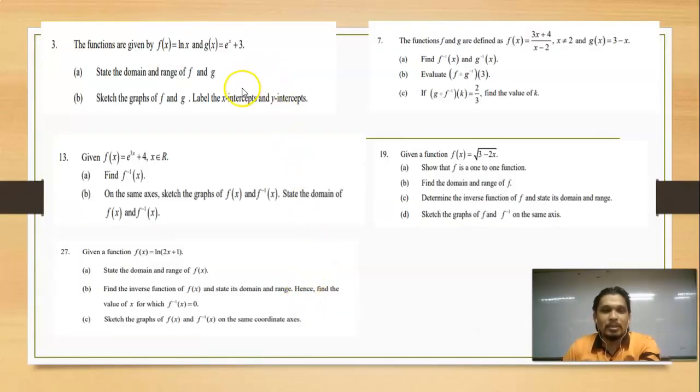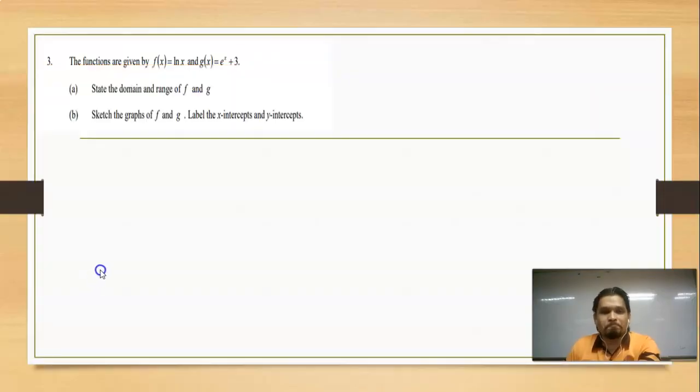So these are a few questions that I selected from the collection of past year questions. Please refer to your tutorial book, questions 3, 7, 13, 19 and 27. Okay, let's take a look at the first one here. The functions given are f(x) equals natural log of x and g(x) equals e to the power of x plus 3. State the domain and range of f and g.